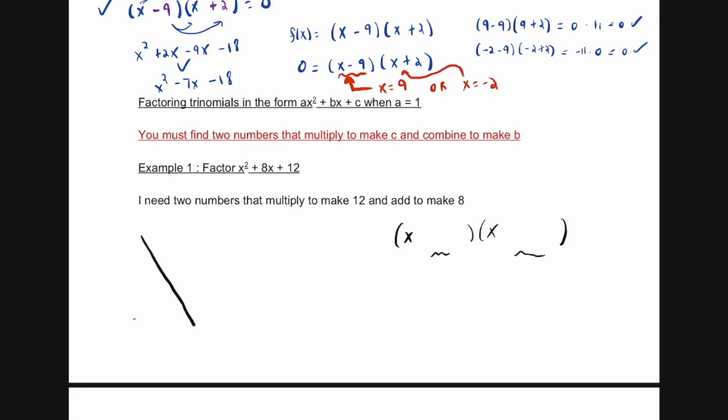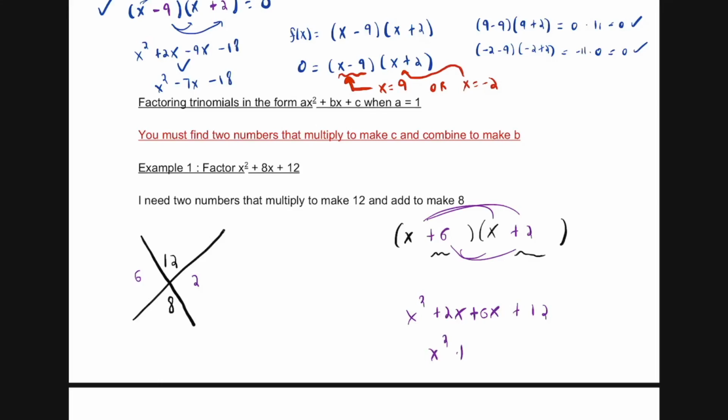One thing that you'll see on Delta Math is to draw an x and just remind yourself, okay, I need two numbers that multiply to make 12 and add to make 8. Well, that's just going to be 6 and 2. So we're going to have x plus 6 times x plus 2. And I could check all this out, right? I could do my distribution here, and I'd have x squared plus 2x plus 6x plus 12. Yes, that's x squared plus 8x plus 12. But when I say factor, all I'm looking for is that.